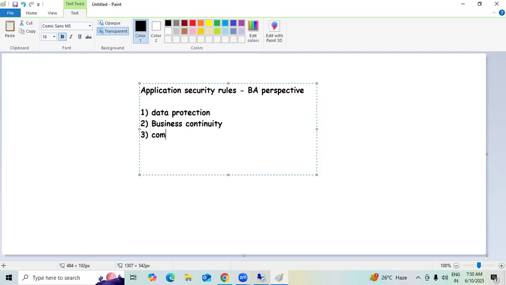The last one, but not least, is compliance, because of compliance standards and the specific regulations and other standards relating to data security, such as GDPR or HIPAA rules and regulations, which we should understand. These regulations ensure that any application we develop will be compliant. So these are the three major aspects we must take into account as a business analyst working on application security rules.